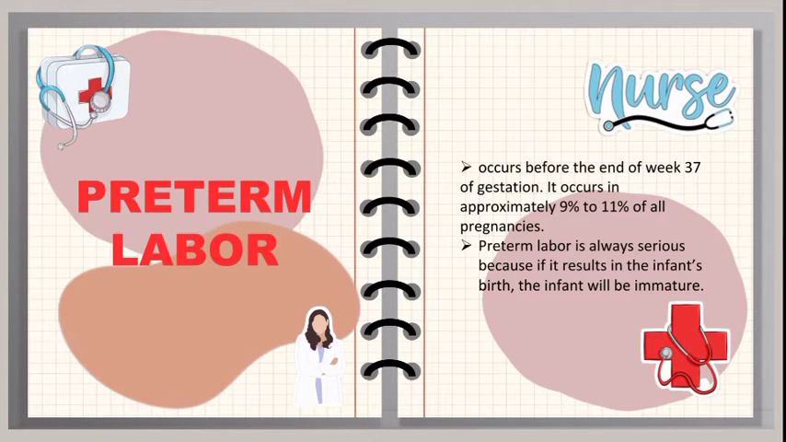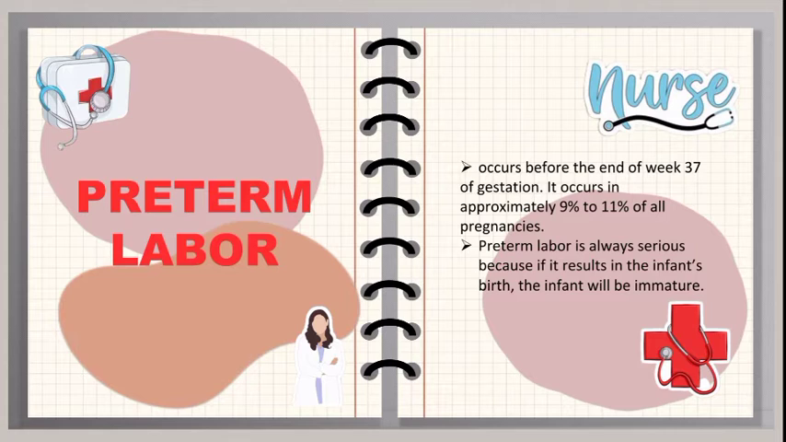So the next topic is preterm labor. Preterm labor occurs before the end of week 37 of gestation. It occurs in approximately 9% to 11% of pregnancies. Preterm labor is always serious because if it results in the infant's birth, the infant will be immature. Labor is the process your body goes through to give birth to your baby. Preterm labor can lead to premature birth.